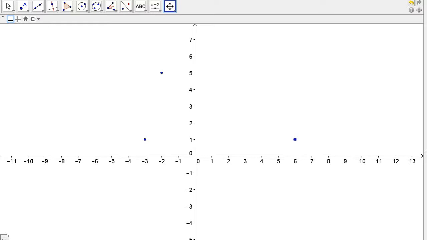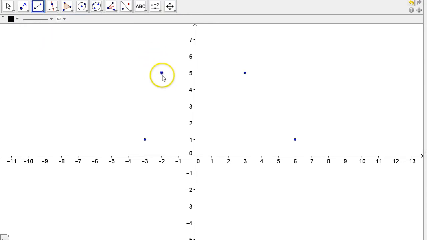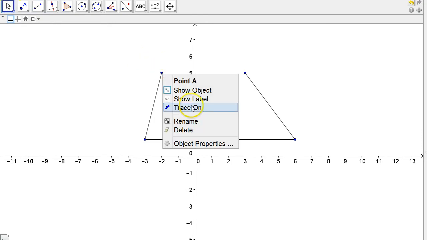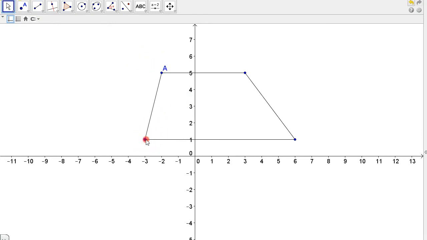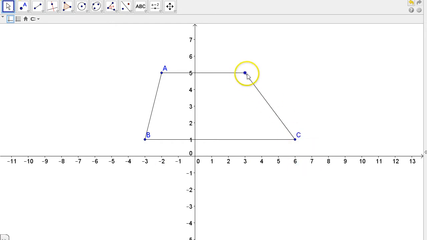And point D is going to equal 3, 5. Okay, so we needed to know where those points are because now I can sketch it out and connect the segments. I'll also need to know what the labels are, so I'll turn those on. So here's point A, here's point B, here's point C, and here's point D.